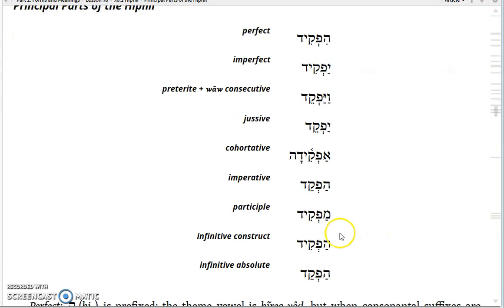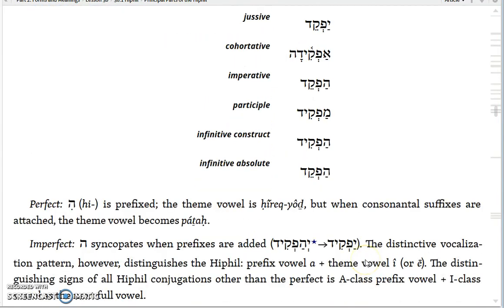The participle has a prefix mem with a patah under it. So mafqid, one who causes to appoint. And then the infinitive construct is hafqid. Again, it's like the perfect, except the vowel is going to be a patah as opposed to a hireq. And then the infinitive absolute is similar to the infinitive construct, except the vowel goes from a long I to a long E, hafqed, as opposed to the infinitive construct, which is hafqid.